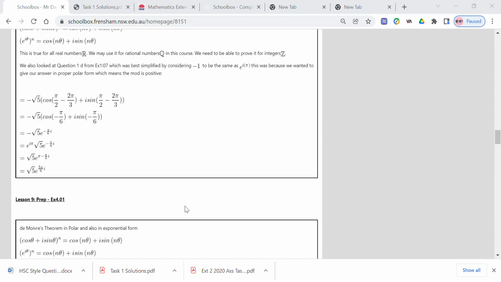So the question is, simplify. And it's got minus 5 cos pi on 2 plus i sine pi on 2 on root 5 cos 2 pi on 3 plus i sine 2 pi on 3. The question actually wanted you to use Euler's formula to simplify it, right, in the textbook, but that's the question.